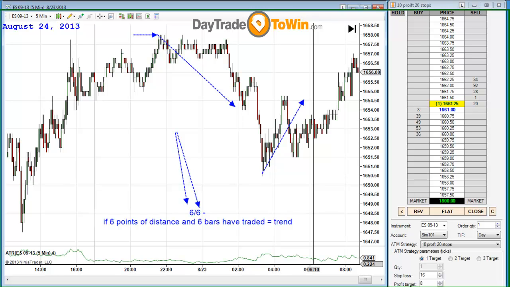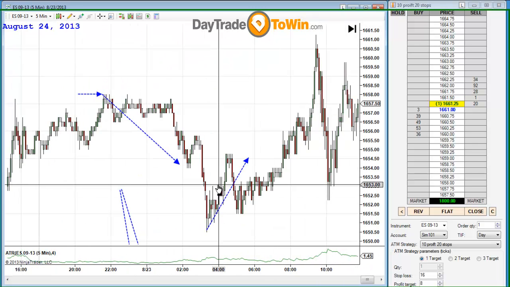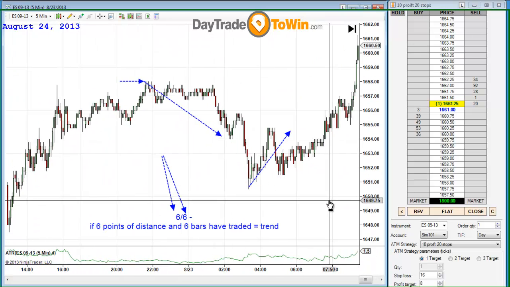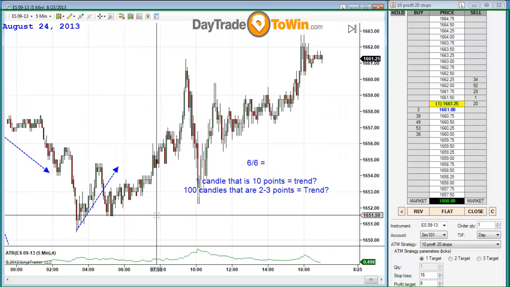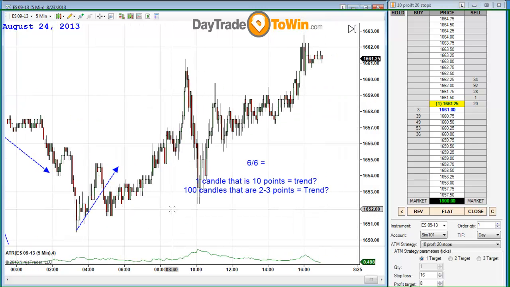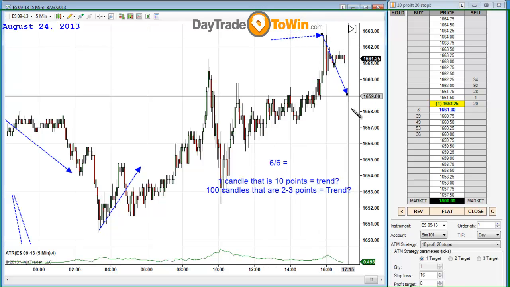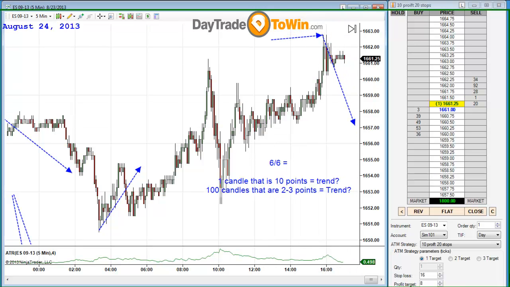You can look at it that way, Kale. Sure, you can. And the reason is because if we look at the market, how do I know that this is a trend to the upside? Or how do you know? You're thinking and guessing. From this point right here, if this goes down 6 bars, 6 points, everyone thinks, oh, I've identified a trend.